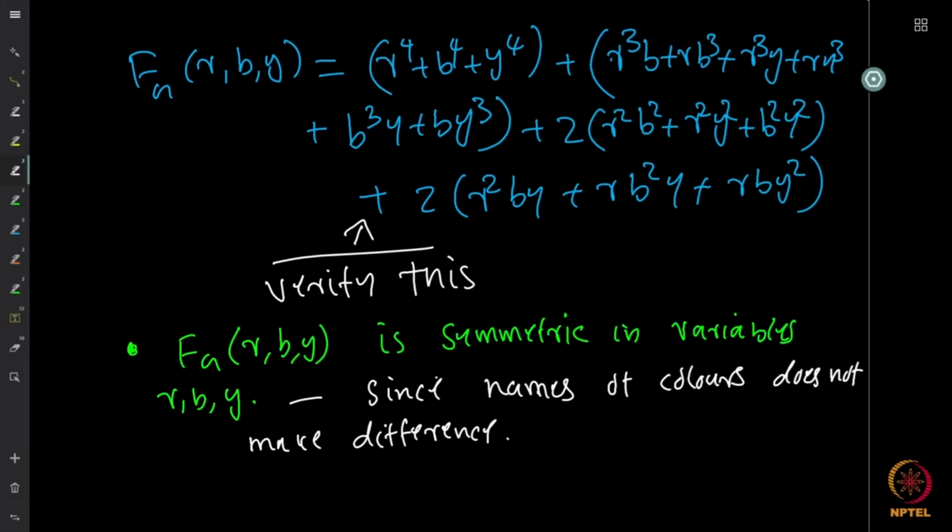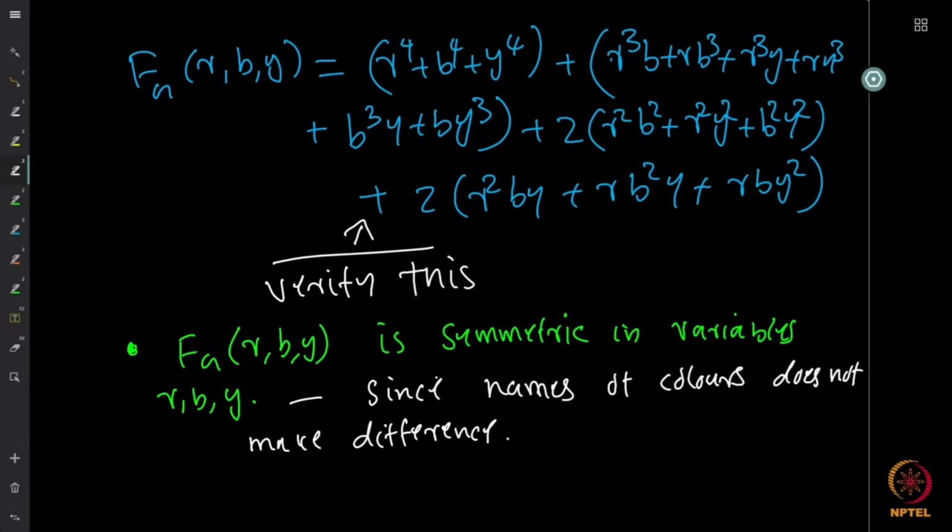Now, it's easy to observe and also see why fg of rby, right, is symmetric in all its variables, r, b, and y, since the names of colors do not make any difference. I mean, I can call red as blue and blue as red, right? Just renaming. So therefore, it should be symmetric.